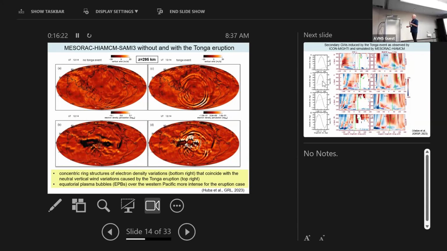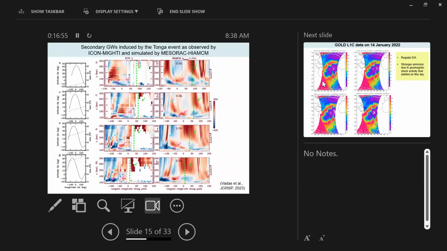In the upper panel, we have again the vertical wind from the model. And here you see in terms of the electron density that the electron density is really perturbed by these vertical wind phases. And you see a different evolution of the structure of the plasma bubbles here in the equatorial region over the West Pacific. And in fact, for the Tonga eruption, Joe found a huge plasma bubble activity. And this is published here in this paper by Joe from GRL this year.